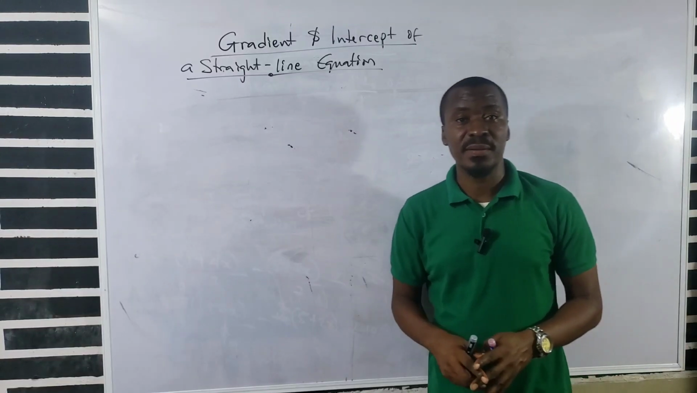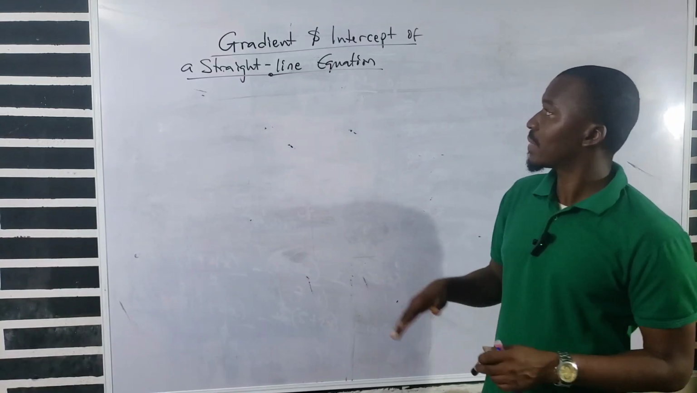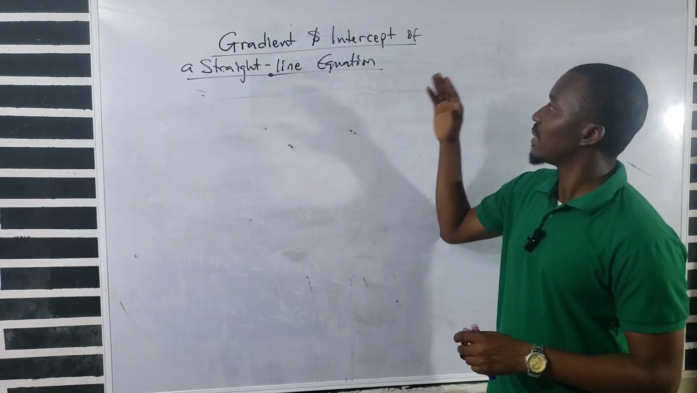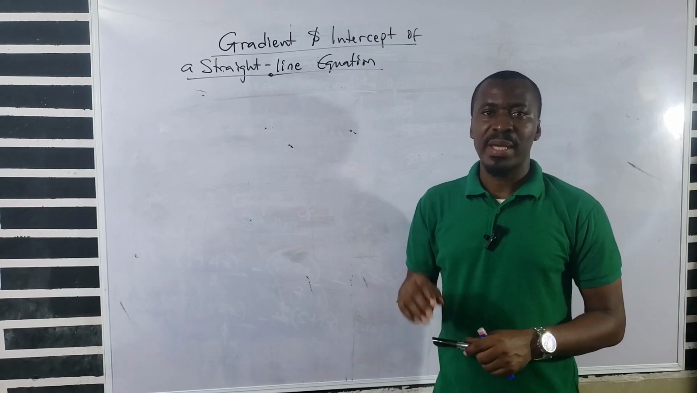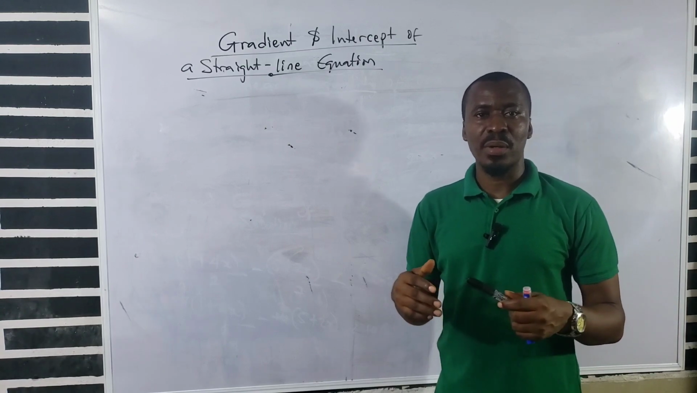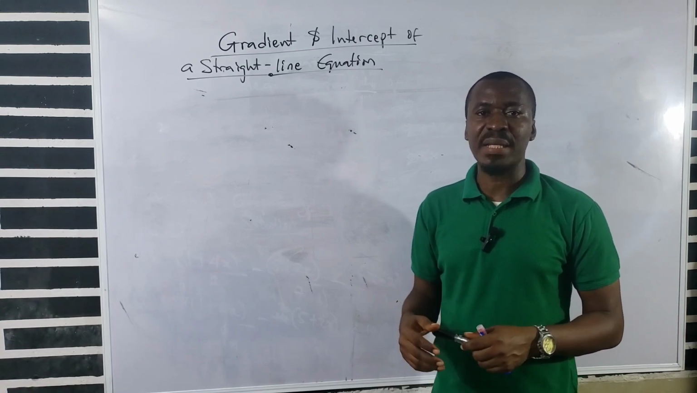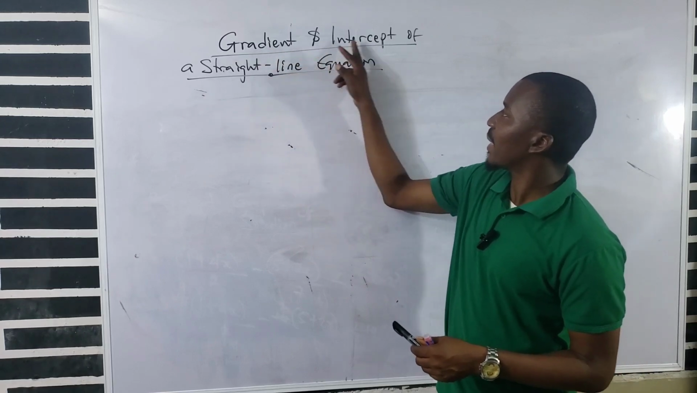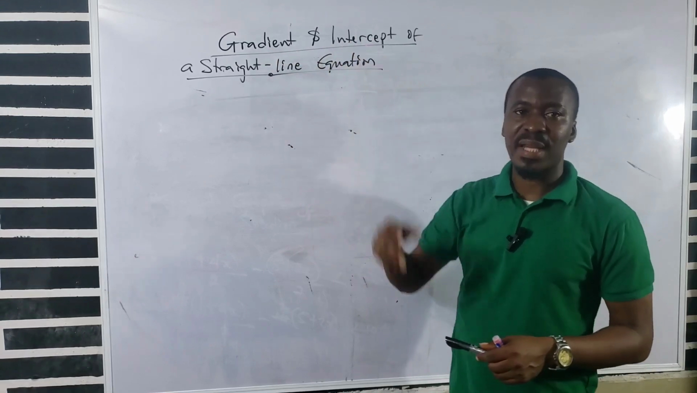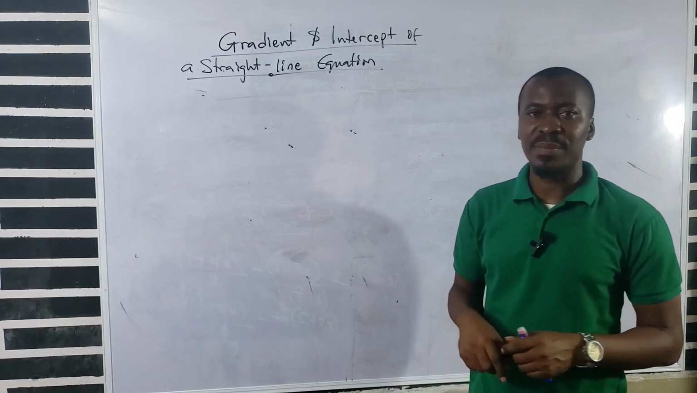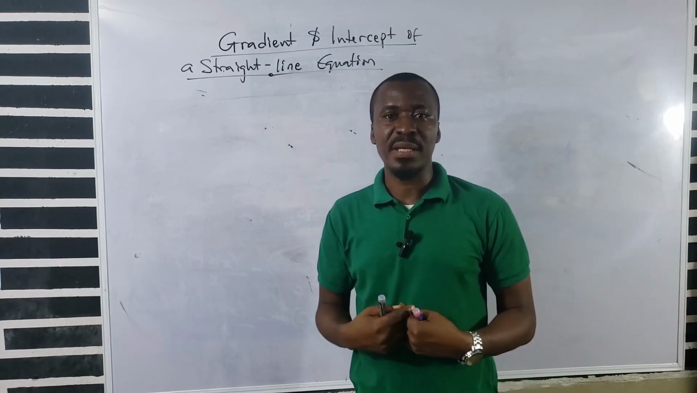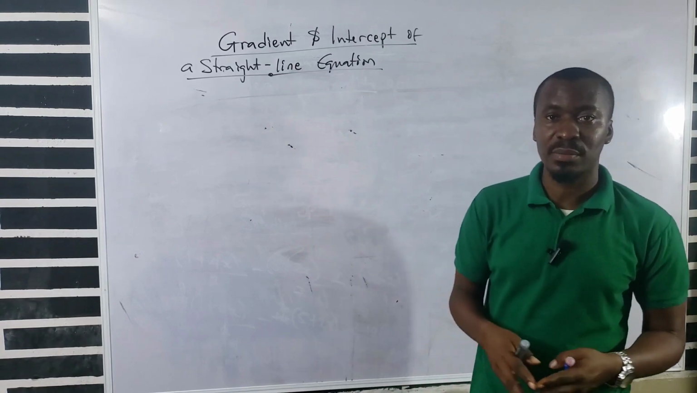Welcome to today's class. We are going to look at the gradient and intercept of a straight line equation. This is a concept of finding the gradient and the intercept of a straight line without plotting the graph. So, what does that mean? I might be given a straight line equation, okay?